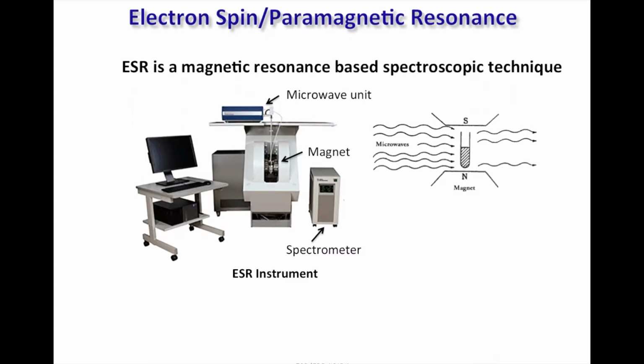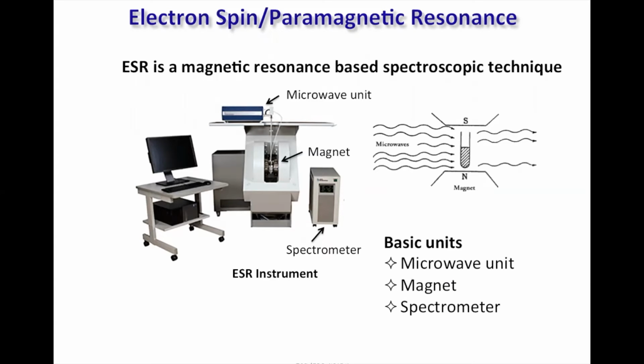Moreover, nuclear magnetic resonance occurs in the radio frequency region of the electromagnetic spectrum, while electron spin resonance occurs in the microwave region. ESR spectroscopy is based on the fact that molecules possessing unpaired electrons absorb microwave radiation in an applied magnetic field, causing the electron spins to flip.